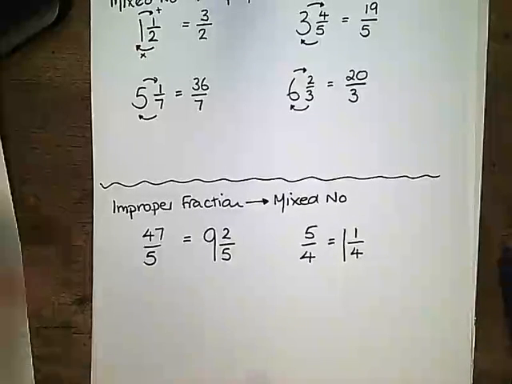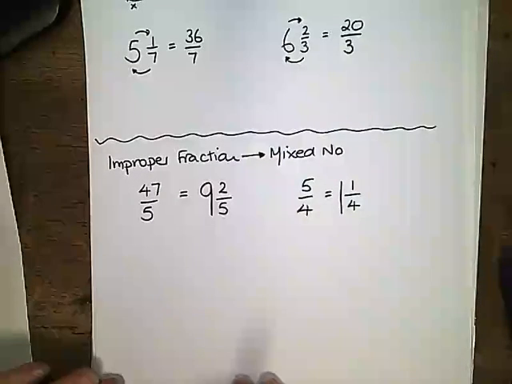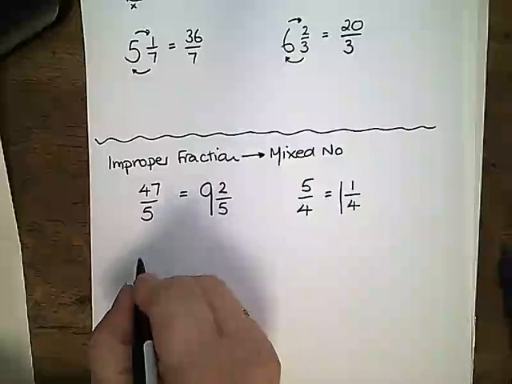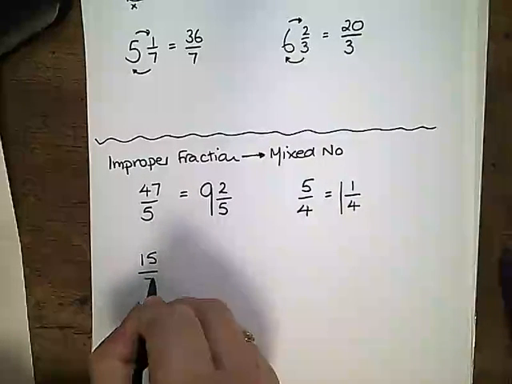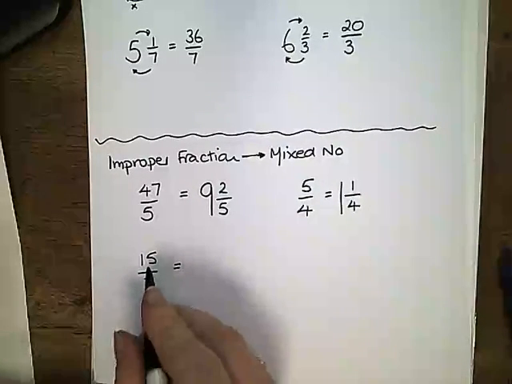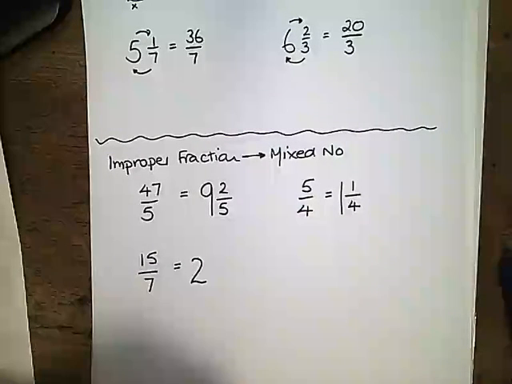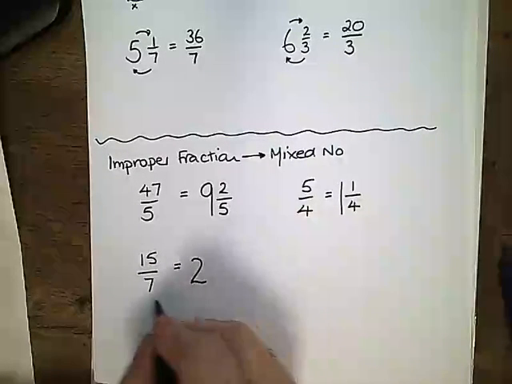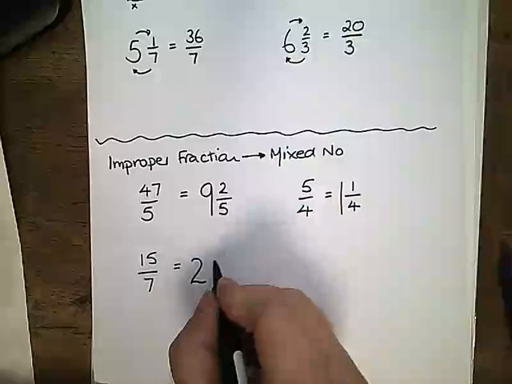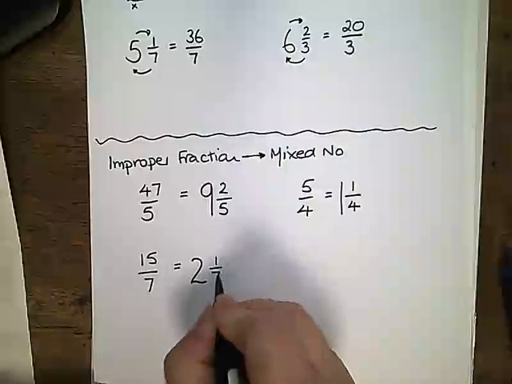Okay, let's do 2 more improper fractions to mixed numbers. So if I have 15 over 7, how many 7s are there in 15? There are 2. That's my whole one. And I've got 2 7s would take me to 14. So I've got 1 left over, and they were sevenths.